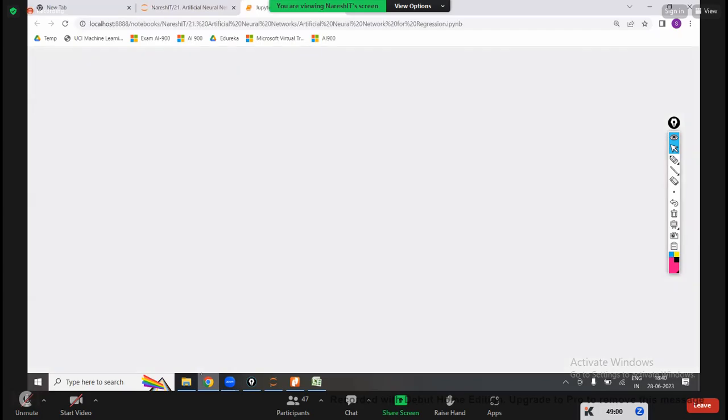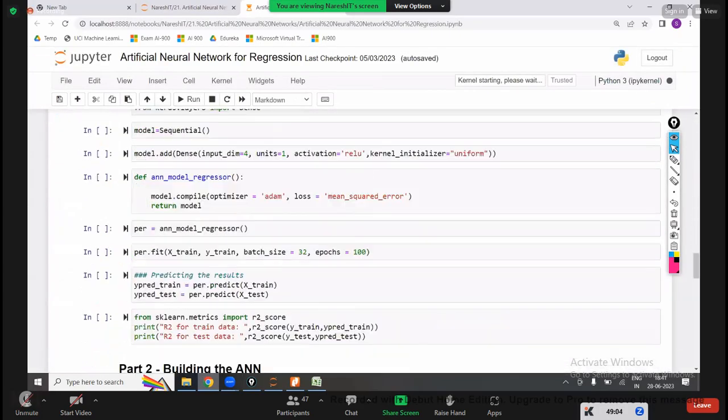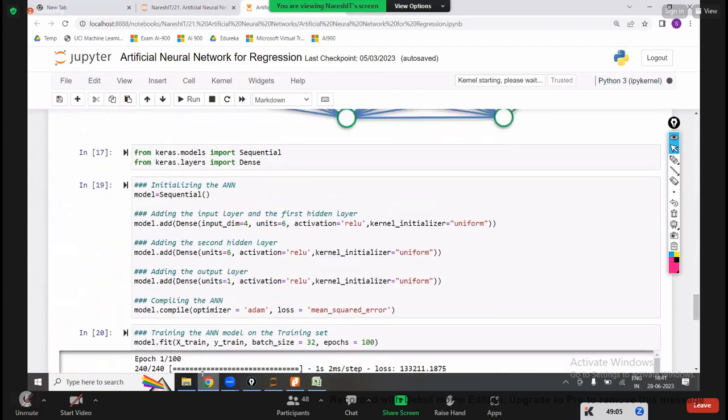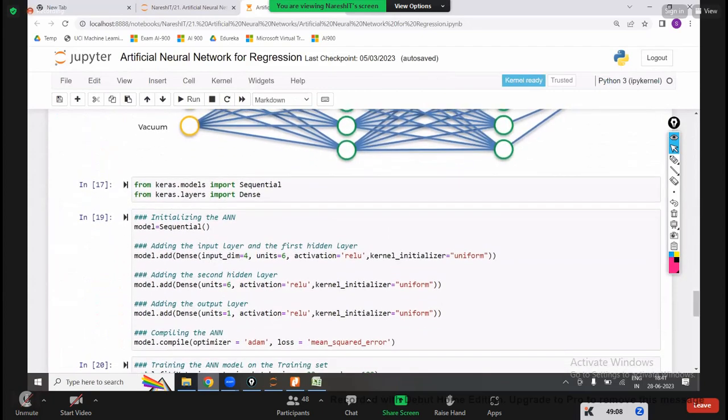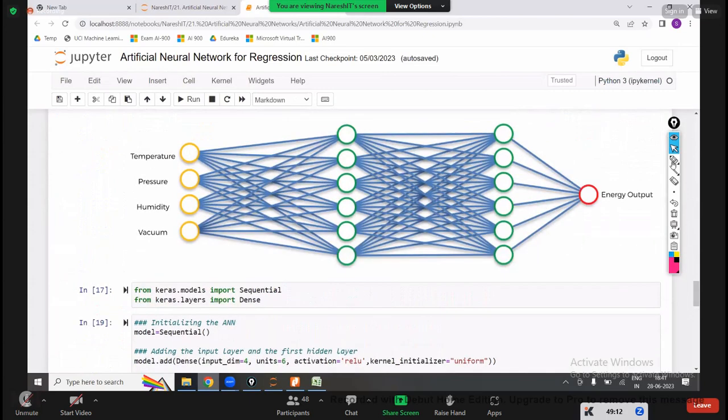4 into 6 means 24 weights. 24 weights will be assigned randomly by kernel initializer is equal to uniform. So it is going to take uniform distribution between minus 1 by square root of 4 to plus 1 by square root of 4. How many weights it is going to take means 24 weights it is going to consider between this. And it will give the weights, initial weights.